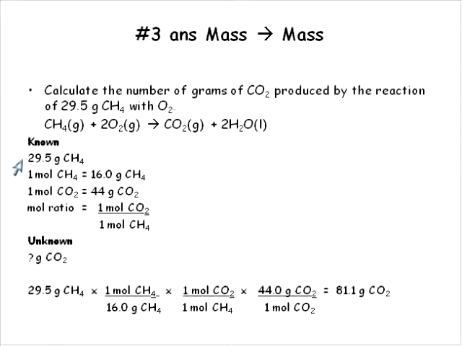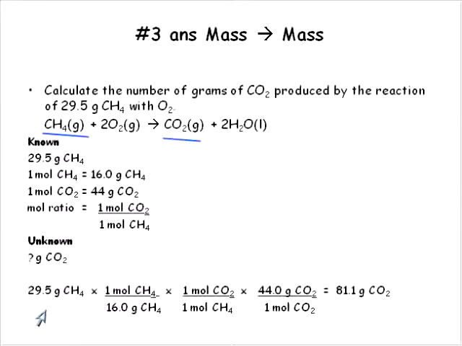So what we know: we have 29.5 grams of methane. 1 mole of methane, CH4, equals 16 grams. That means the mass of carbon, which is 12, plus 4 times the mass of hydrogen: 12 plus 4 is 16. And 1 mole of carbon dioxide is the mass of carbon plus 2 times the mass of oxygen. That's how we get the 44. Mole ratio: we are interested in methane and carbon dioxide. For every 1 mole of methane used, it produces 1 mole of carbon dioxide. And here's our mole ratio right here.